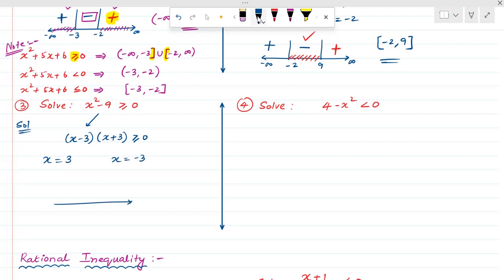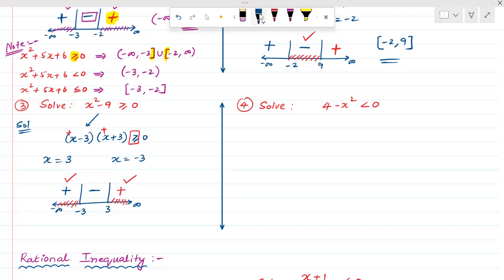Now the sign diagram goes from minus infinity to plus infinity, and here it is minus 3 and here it is plus 3. Now see the sign, it becomes plus, plus into plus, plus. After that, alternate sign, minus, and here plus. So what I need here is more than or equal. More than or equal, you will have two intervals.